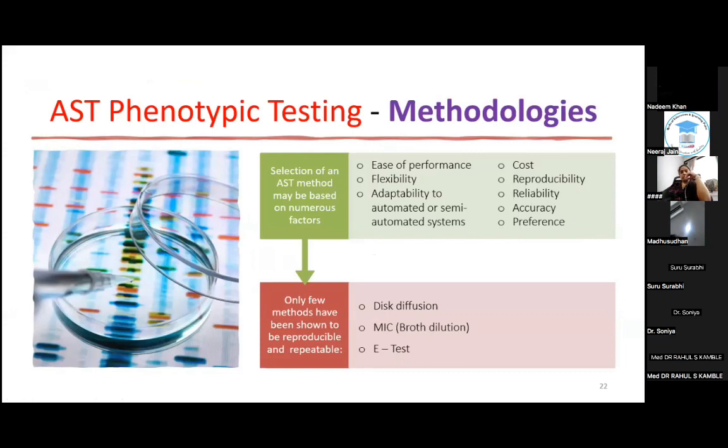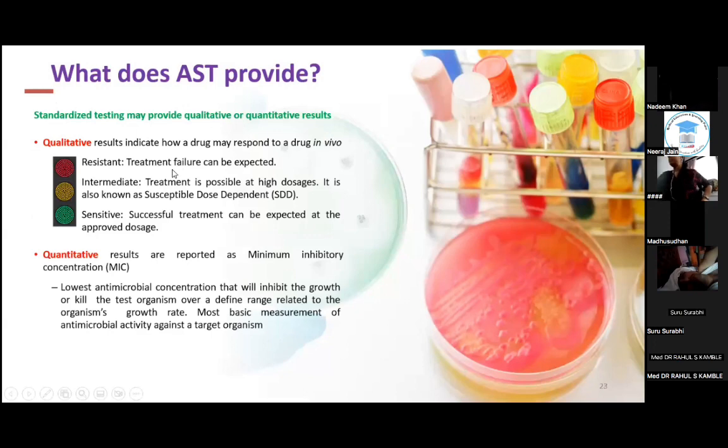There are various phenotypic methods available, and which method to use depends upon factors like reproducibility, reliability, accuracy, flexibility, adaptability, and others. But only a few phenotypic methods like disc diffusion, broth dilution or E-test have proved successful. Phenotypic AST gives qualitative results such as resistant, intermediate, or sensitive. It also gives quantitative results in terms of MIC, that is minimum inhibitory concentration. We'll speak about MIC in detail in the next slides. It is the minimum concentration of the antibiotic that inhibits bacterial growth. Resistance means treatment failure is expected. Intermediate means treatment is possible at high doses. Sensitive means successful treatment is possible at the recommended doses.